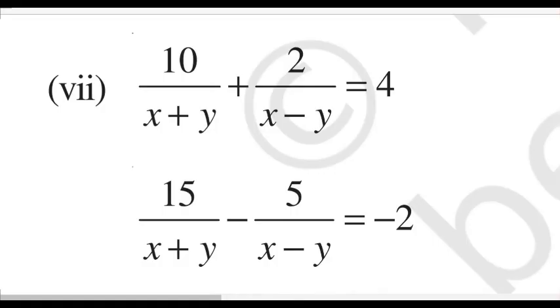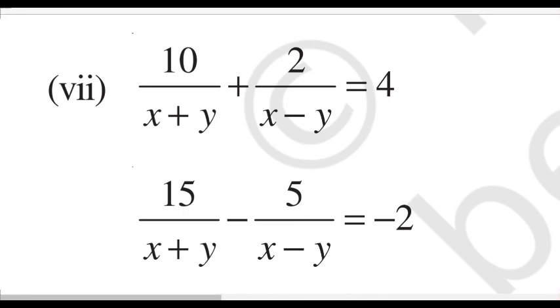Now this question number 17 of your exercise 3.6, what are you going to substitute here? You are going to substitute 1 by x plus y as u, and 1 by x minus y as v, and then the equation will be a linear equation in two variables, and you can solve it. The two variables will be u and v. You will get the value of u, you will get the value of v.